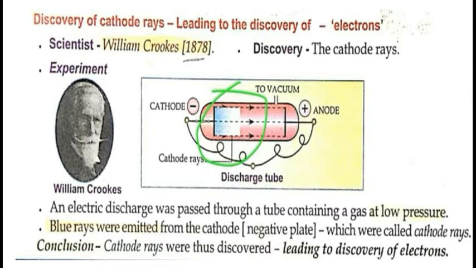William Crookes observed that when an electric current of high voltage was passed through a discharge tube containing a gas at very low pressure, here he has taken 0.01 millimeters of mercury. We can use any other gas, but it should be at low pressure, because at low pressure gases show good conductivity. When the electric discharge was passed through a tube containing gas at low pressure, blue rays were emitted from the negative terminal called cathode rays. Cathode rays were thus discovered, leading to the discovery of electrons.